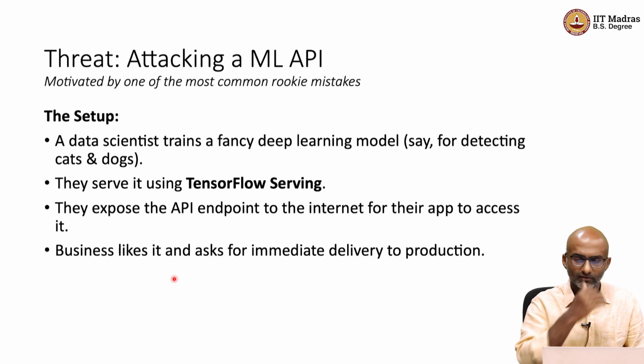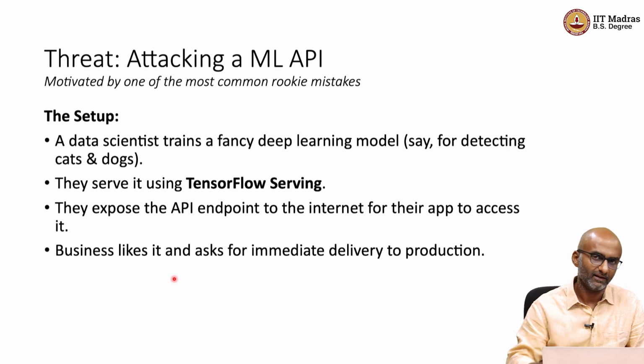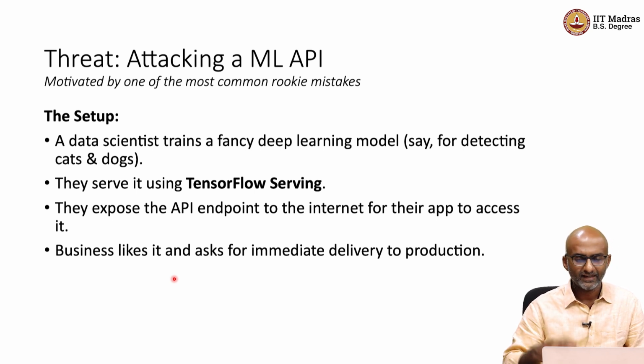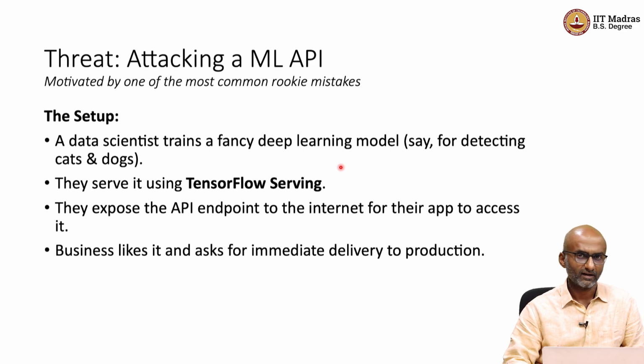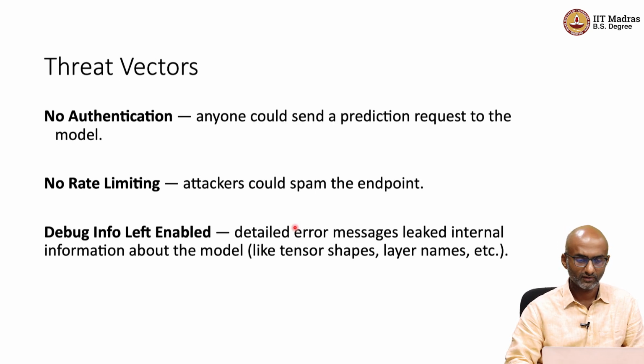One of the most common types of threats that's possible is attacking this ML API directly. So let's take this example of a deep learning model that's being built to classify cats and dogs, like we did with week 2, and then the data scientist decides that the classifier is good enough. I'm going to now make it serve from an API endpoint using TensorFlow Serving. The API endpoint is opened up for internet access for various apps to use, including, let's say, the company's own mobile app. The business really likes it and asks for immediate delivery to production.